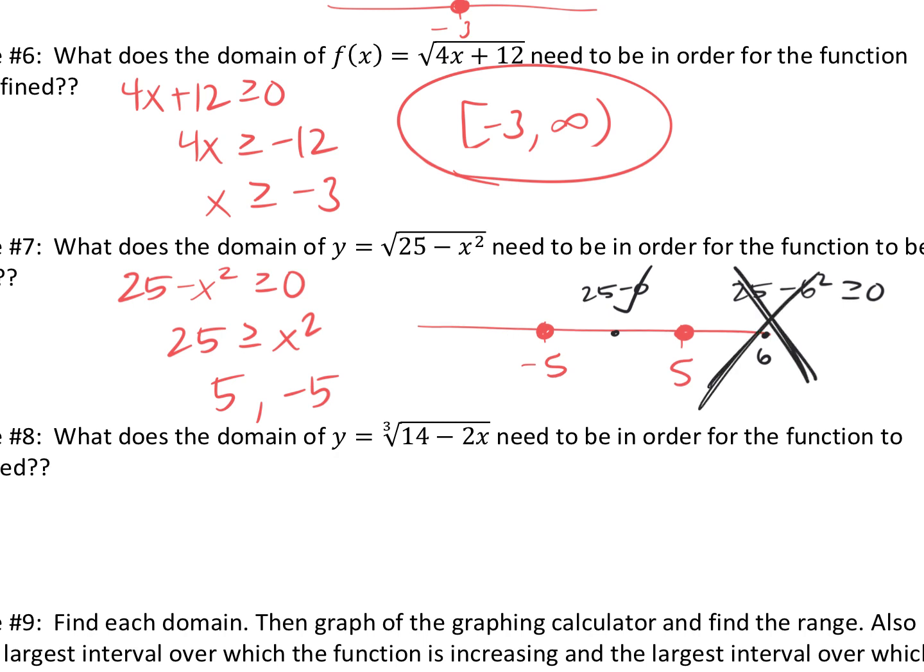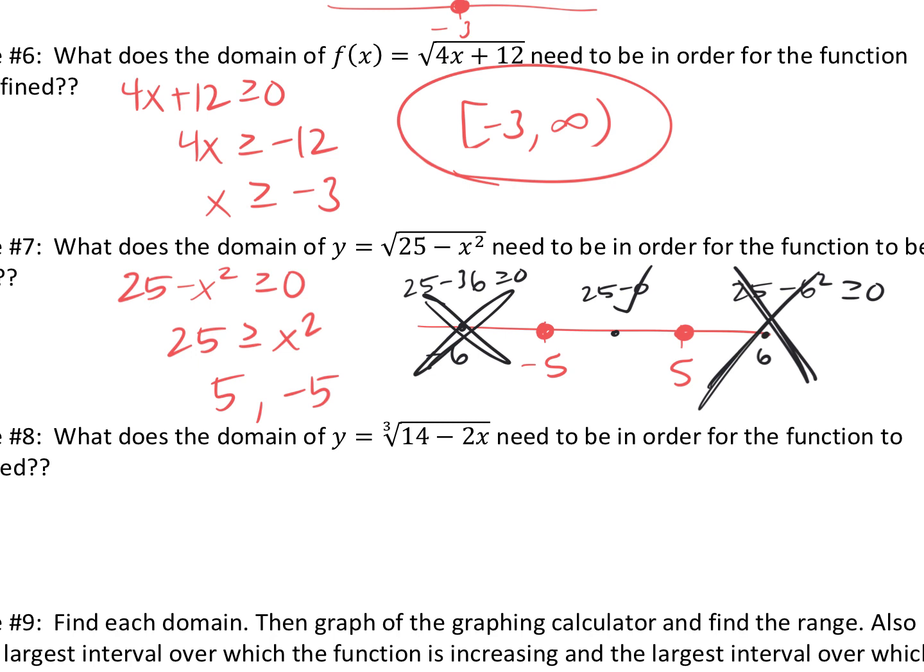This is not true. Which means if I plug in a number on the left side, negative 6, I'd have 25 minus still 36, because I'm plugging in negative 6 squared in parentheses. Is that greater than or equal to 0? No, I will get a negative.